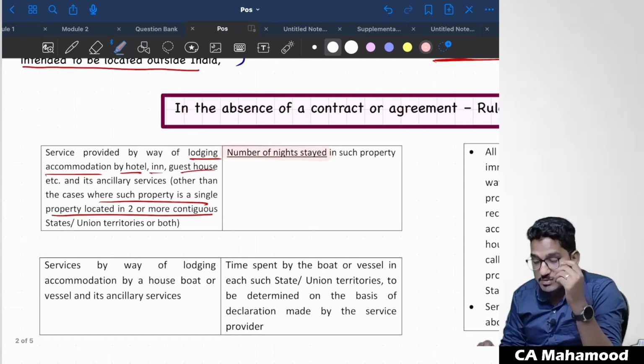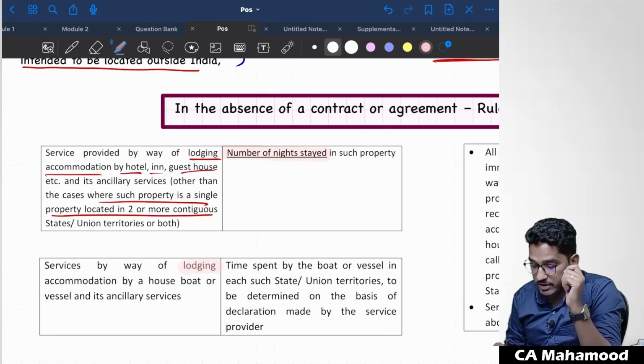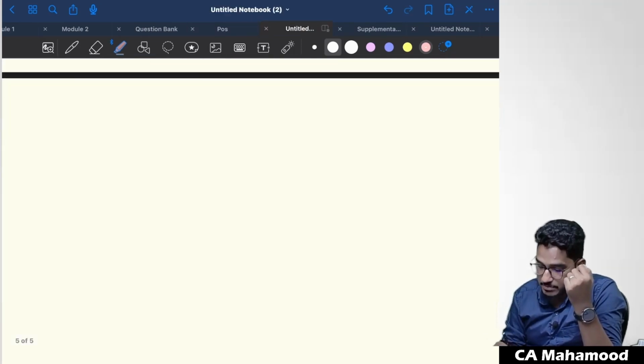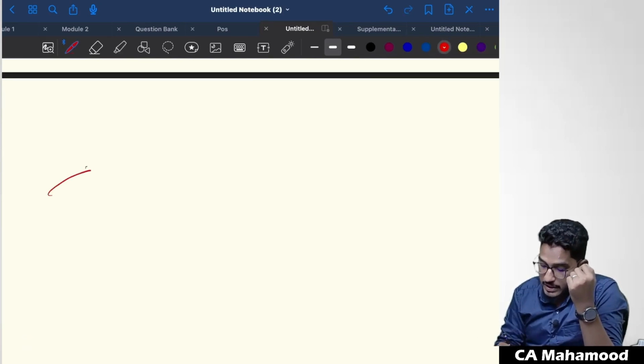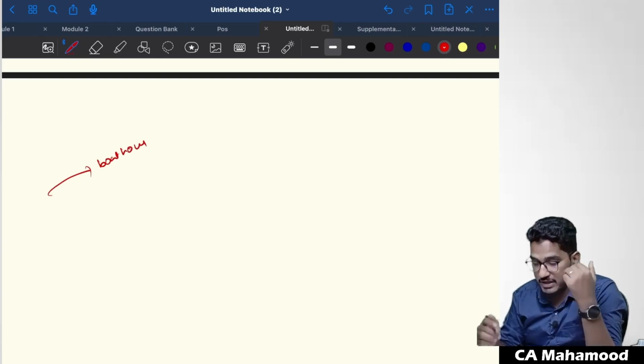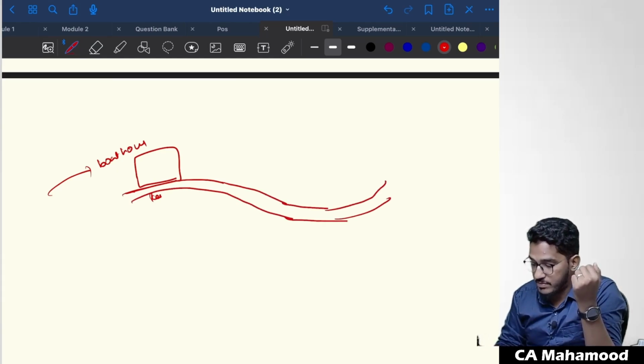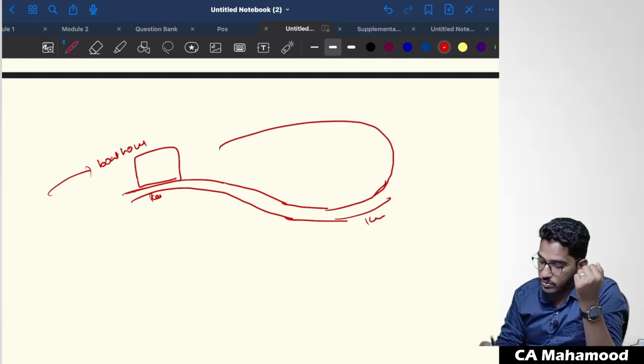Now, sometimes in some cases, what will happen is services provided by way of boarding, accommodation by a houseboat or vessel and its ancillary services. Take for example, you have taken accommodation in a boat house. Boat house in Kerala is very famous, right? So you have taken accommodation in a boat house, but this boat house will not remain constant. It will start in Kerala, and then from Kerala it will go to Karnataka. Inland waterways are there, no? It will spend some time in Karnataka, then once again it will come back to Kerala.